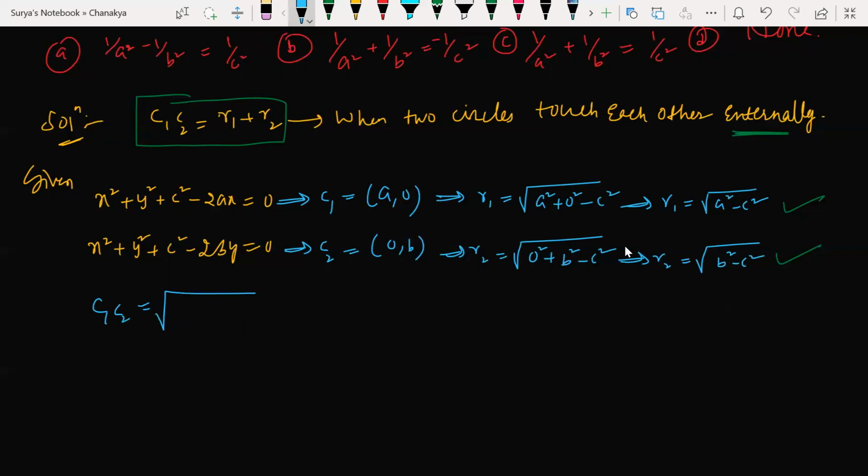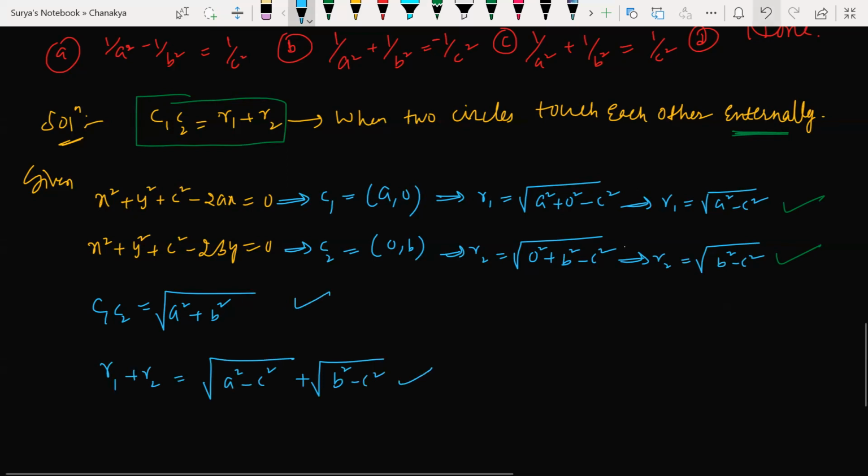Tell me, is it directly the square root of a square plus b square? Am I correct? Yes. So C1C2 is the square root of a square plus b square. Now, what is R1 plus R2? It is the square root of a square minus c square plus the square root of b square minus c square. So I need to add these two things here.